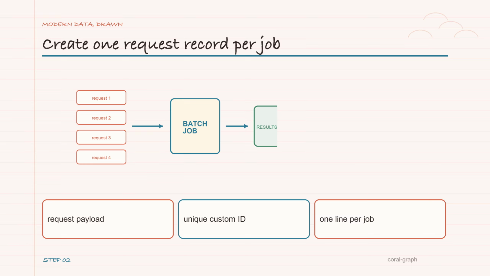Read the drawing from one idea to the next. Request payload, then unique custom ID, then one line per job.